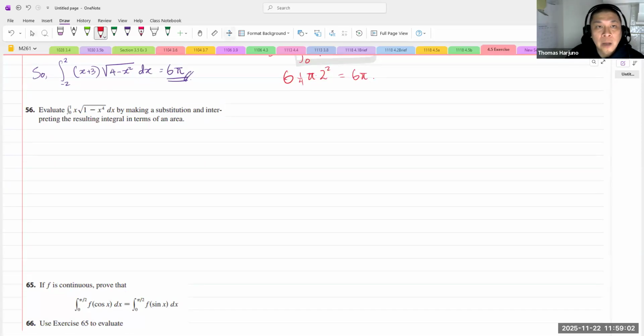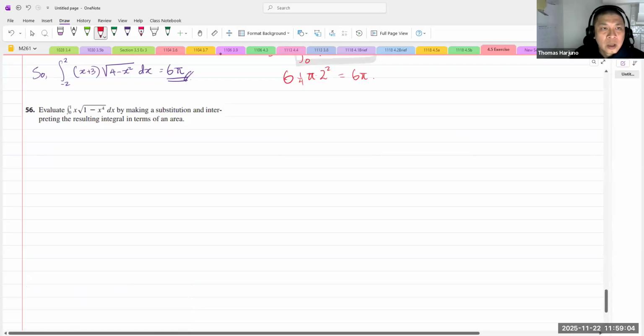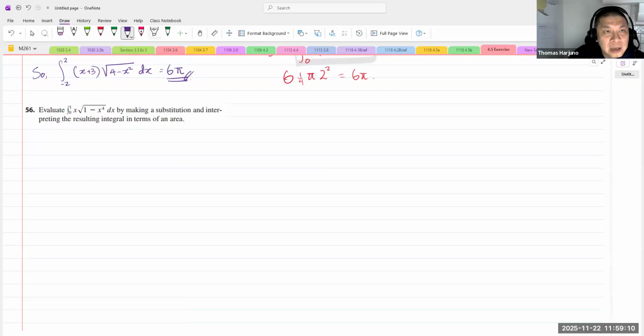My time's almost up. Evaluate this integral. Oh, that inside I have x to the 4th. But notice I have x here. You know what? I'll write it down first. Integral from 0 to 1, x square root of 1 minus x to the 4th, which I will rewrite as x squared being squared, dx.